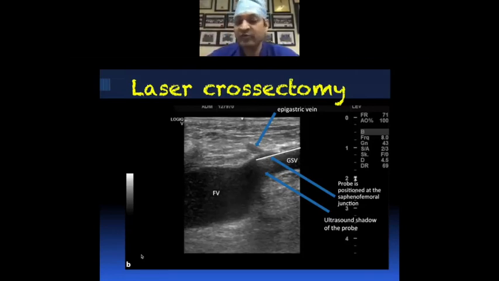So I will not advise this in the beginning. You must do around 200-300 cases, then only go for laser crossectomy. Because if you do a laser crossectomy and you cause a DVT, you cannot be spared, because this is not a standard care or standard practice. But if you keep the fiber 2 centimeters away and the patient comes back with a recurrence with an anterior accessory saphenous vein, which is going to be only 14%, it doesn't matter, because that's a standard practice, and a 14% recurrence rate is a common thing in varicose veins.